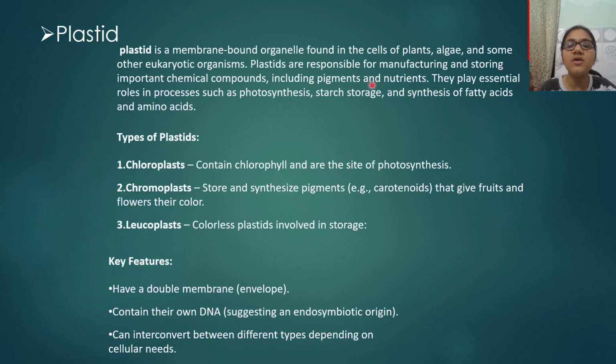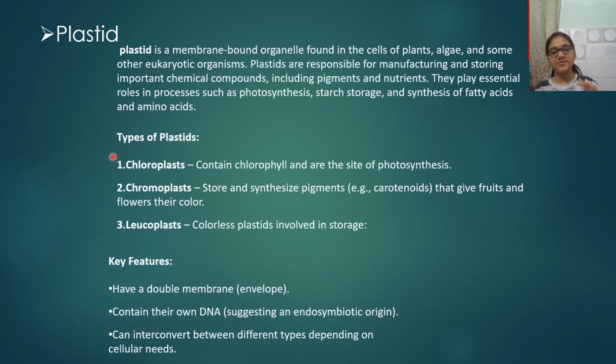Plastids are responsible for what? Manufacturing and storing the important chemical compounds, which include the pigments and nutrients. They play an essential role in processes such as photosynthesis, starch storage, and the synthesis of fatty acids or amino acids. So there are three types of plastid. They are the chloroplast, chromoplast, and leucoplast.